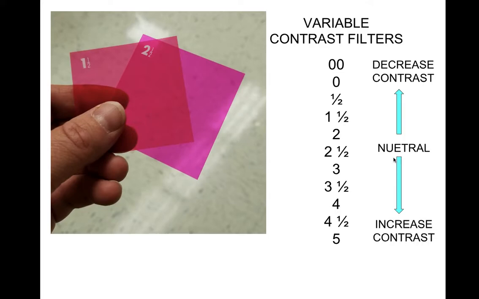Opposite way does the opposite thing. So anything from 3 all the way up to 5, again, in the increasing fashion, increases contrast. The whites get whiter, the blacks get blacker, the midtones get knocked out. It decreases detail. So I want to point out though, every single time you use a filter, it's going to change your exposure time too. So guess what you have to do? Yep, you got to make a test strip every time.